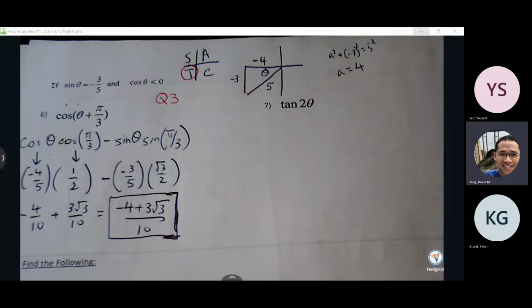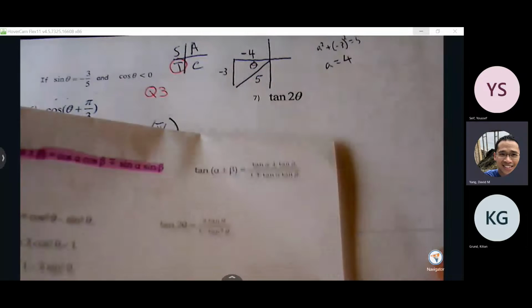Okay, tangent of 2 theta, expand that out. Double angle identity here.